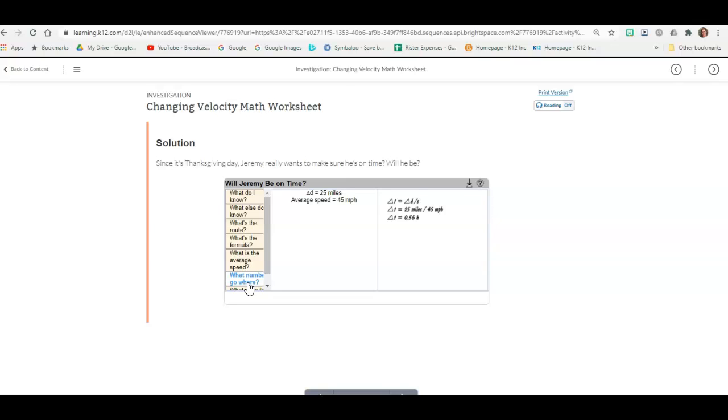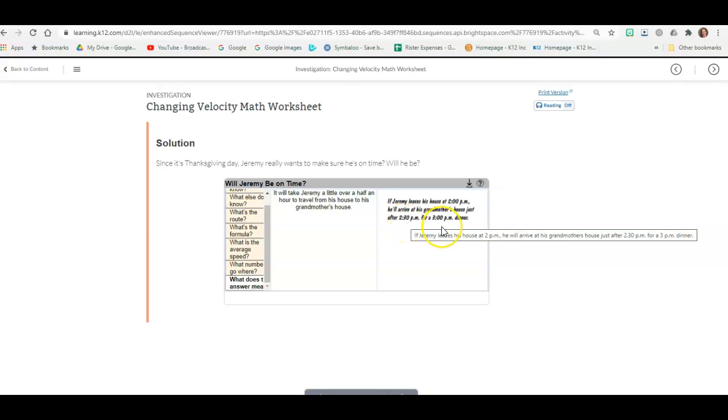So the delta distance, the change in distance, is 25 miles at 45 miles per hour. To find out the time it takes to go 25 miles at 45 miles per hour, it is 0.56, which is almost 1 hour. So this means if Jeremy leaves his house at 2 p.m., he'll arrive at his grandmother's, oh, that's half an hour. Sorry, I read that wrong. 0.56 is just over half an hour. So he'll get there just a little after 2:30 for a 3 p.m. dinner.